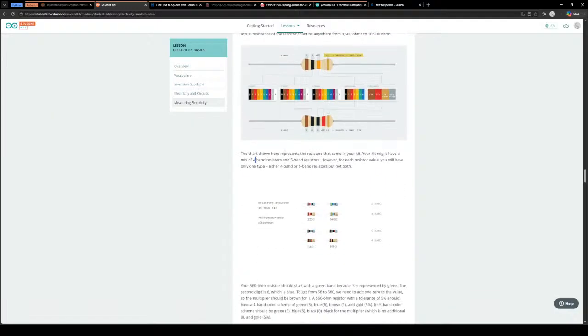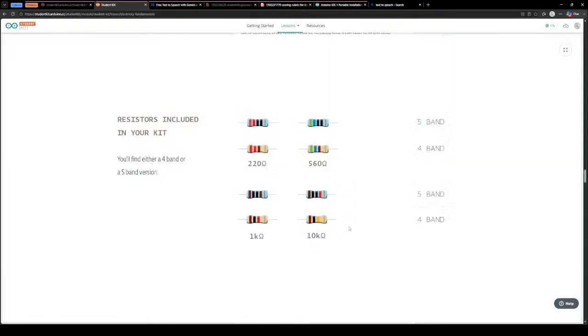The chart shown here represents the resistors that come in your kit. Your kit might have a mix of 4-band resistors and 5-band resistors. However, for each resistor value, you will have only one type, either 4-band or 5-band resistors, not both.